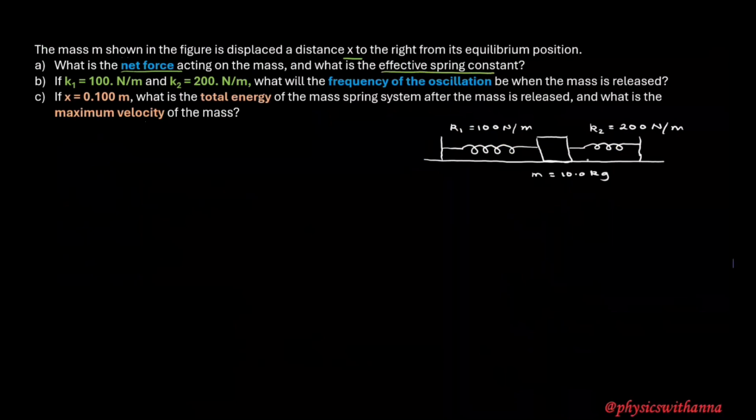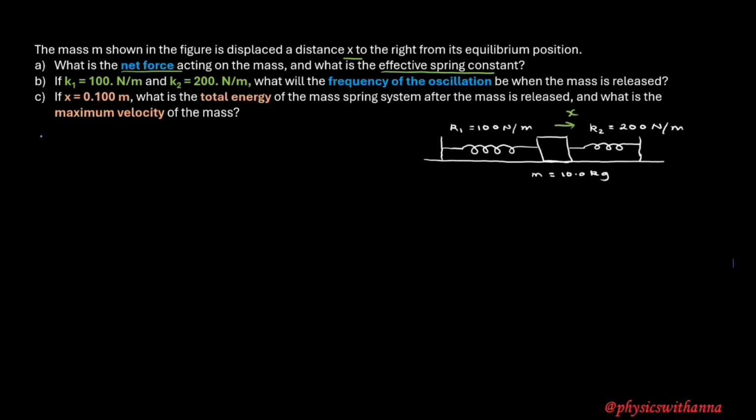So here in this question you have a mass m which is attached to two different springs having different spring constants, and it is displaced to the right by a distance of x. When it is displaced to the right, the second spring is compressed and the first spring is stretched. But the displacement in both springs remains the same, which is x. So the force experienced by each spring will be different, but they will have the common displacement x.